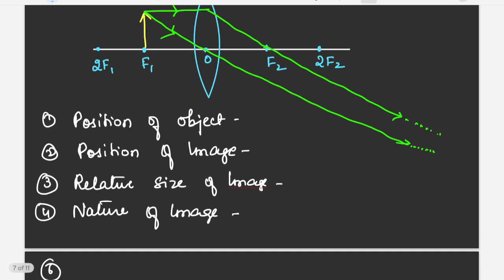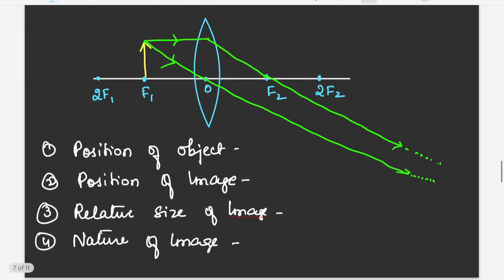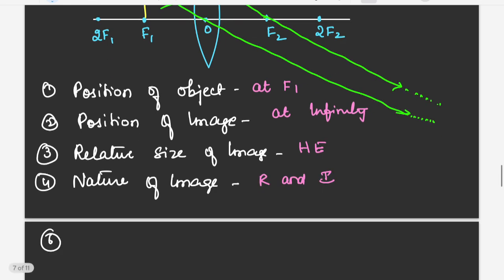So here what you will write is: position of the object is at F1, and the image is formed at infinity. Relative size of the image: the size of the image is highly enlarged, HE. What is HE? Highly enlarged. And what is the nature of the image? Here the nature of the image is real and inverted. So this much you will write.